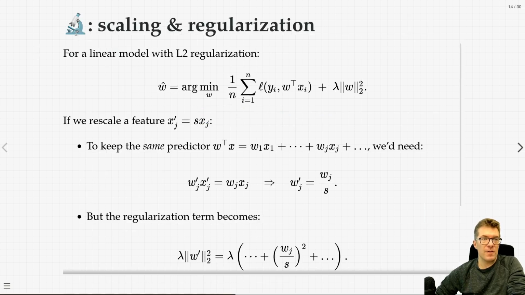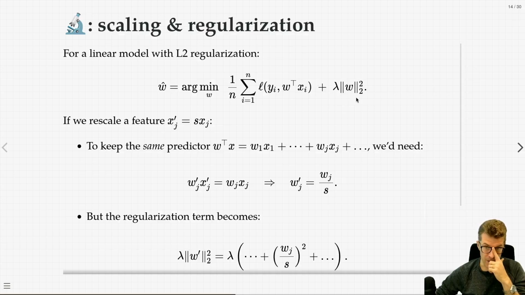So a little bit of under the microscope. Back to a linear model with L2 regularization. This is our good old-fashioned model. We're trying to minimize the loss, and we're trying to minimize this L2 penalty, ridge regression from the previous module.